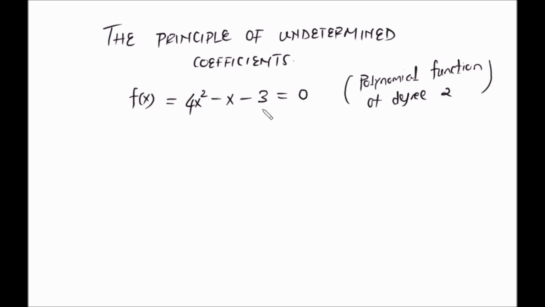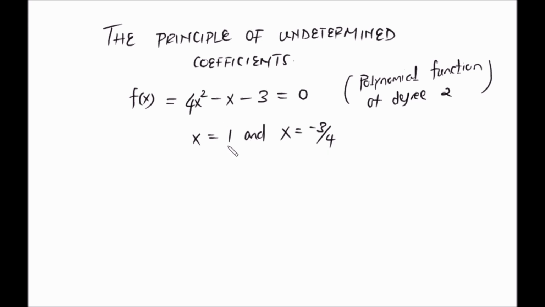Now, this polynomial function, when I solve it here, I get two values of x. The first value is x equals 1, and the second value is x equals negative 3 over 4. So if a polynomial function of degree 2 is equal to 0, and if I solve it, I get two values.